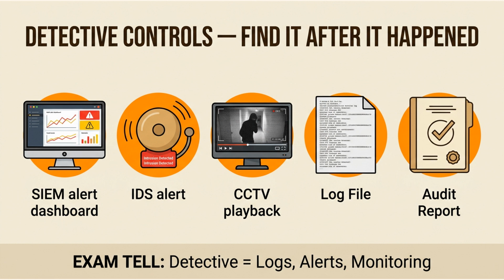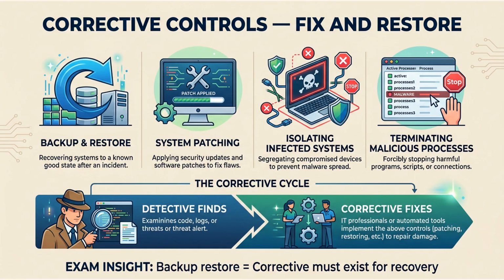But it does not fix anything. That is corrective's job. Memory hook. Detective finds. Both start with D. If it finds, it's detective. After detective finds it, corrective fixes it. Corrective controls restore the system to a secure state and fix the damage.